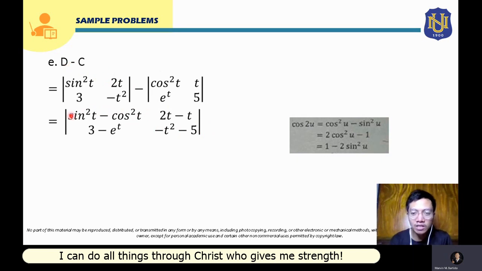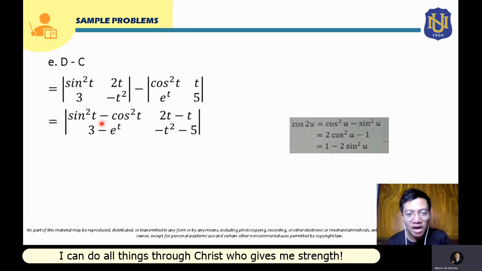From here, we can actually simplify this further. Sine squared t minus cosine squared t, don't get confused. This is not equal to 1. What's equal to 1 is sine squared t plus cosine squared t. So this is sine squared t minus cosine squared t. But if you recall from your trigonometric identities, as you can see here, this can be this, cosine squared u minus sine squared u.